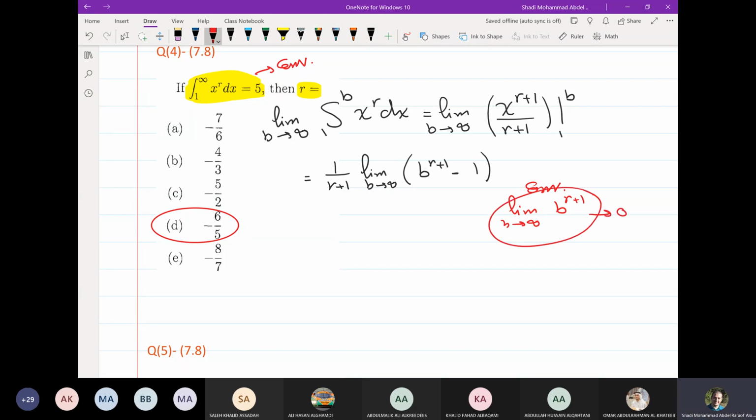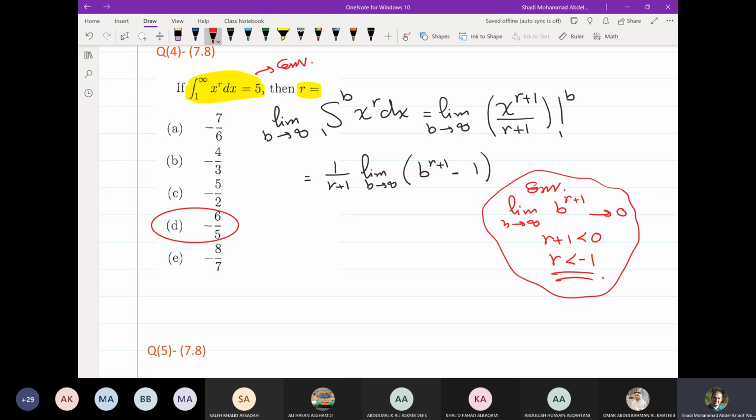Well, this goes to 0 when r plus 1 is less than 0, so r should be less than minus 1. Any choice not less than minus 1, you will avoid it. When the exponent is negative, it will be in the denominator, so this term will go to 0. You might ask me how I know it goes to 0. Because if it does not go to 0, then it will go to infinity, which is divergent. So this term should go to 0 to be convergent.